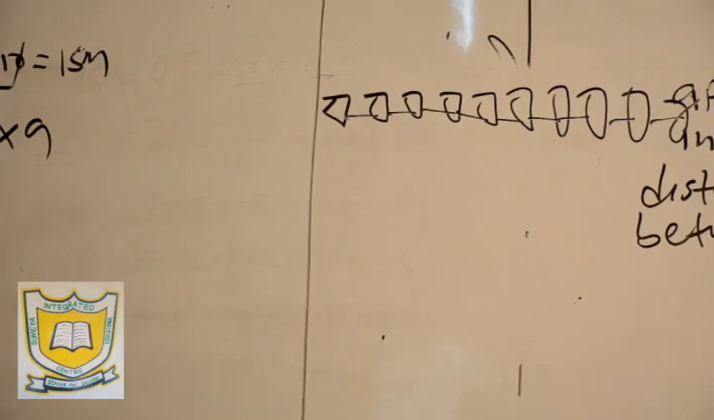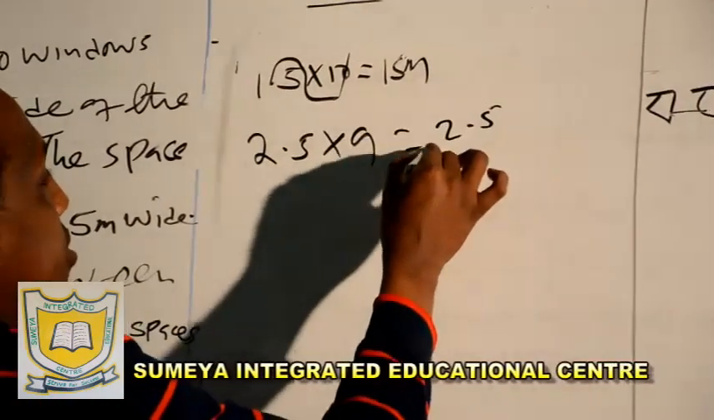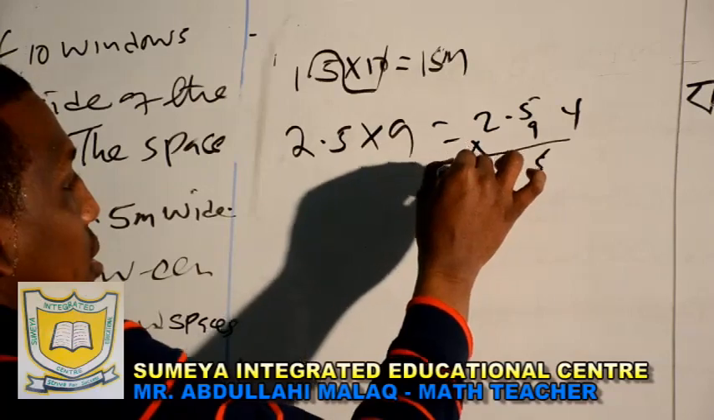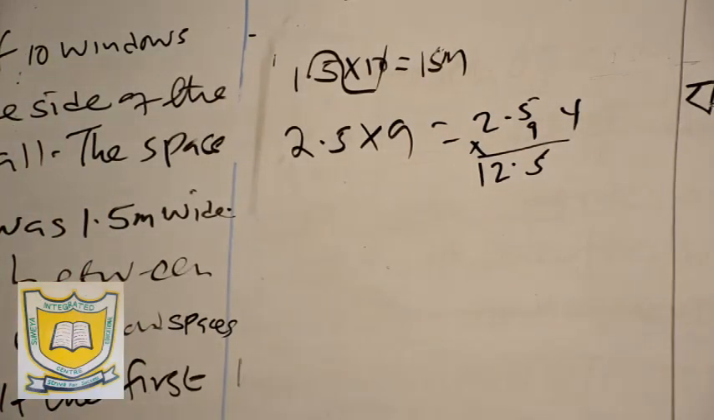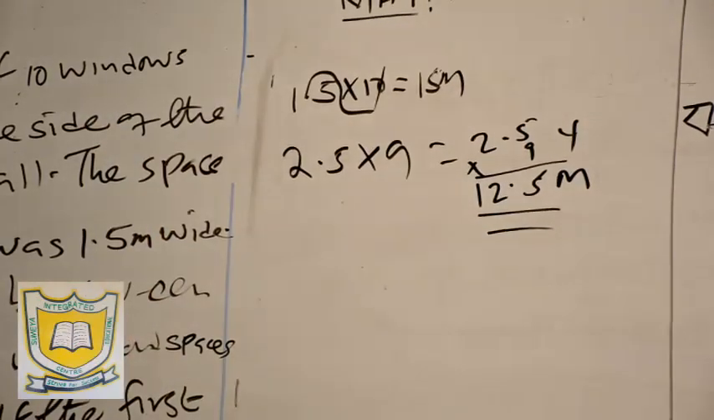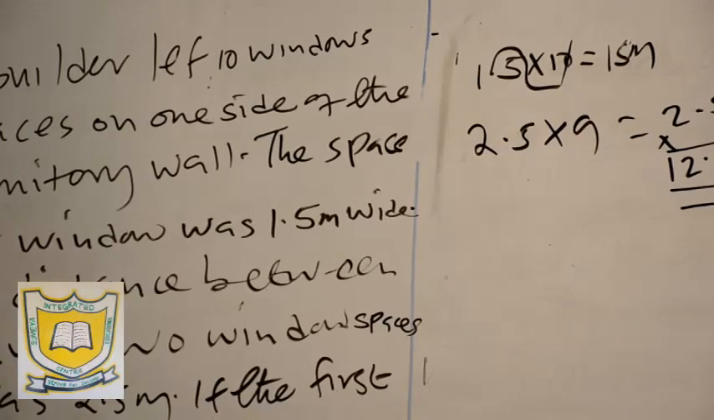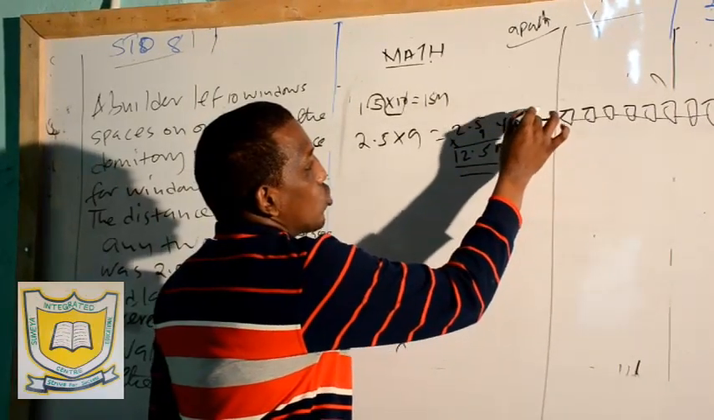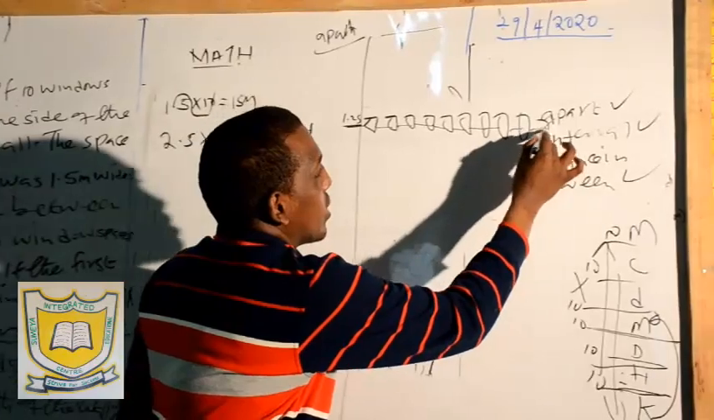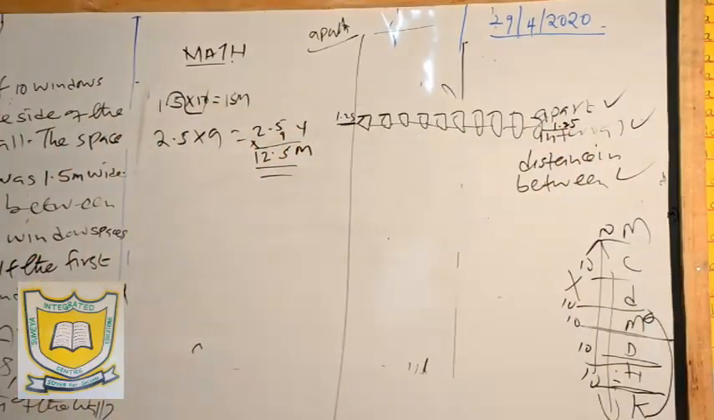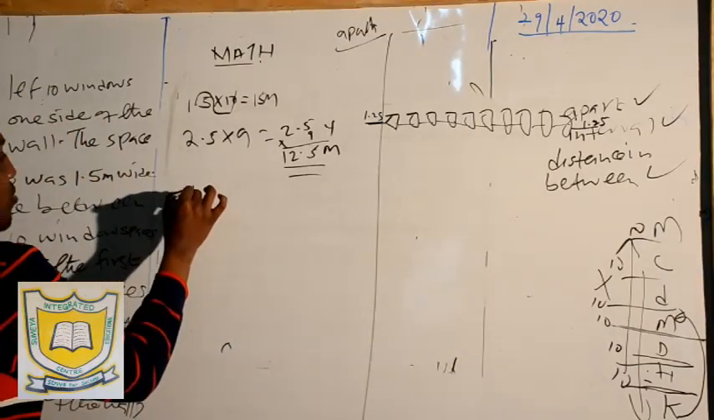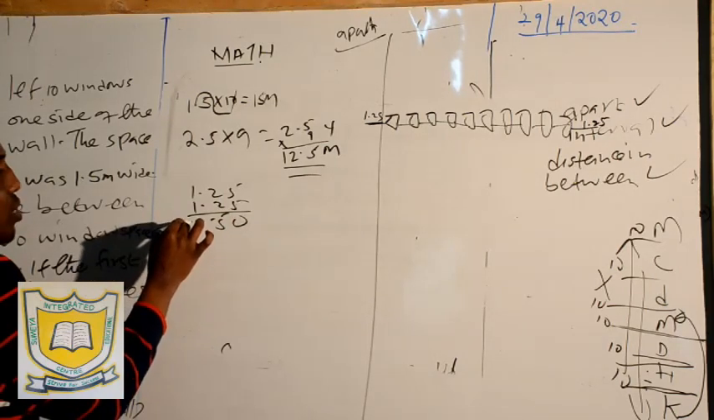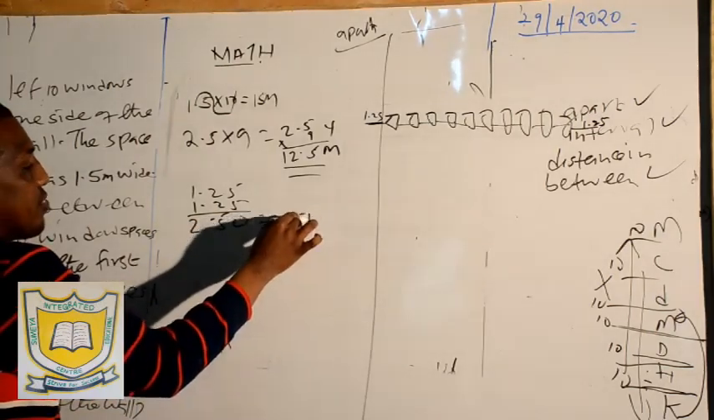So let us multiply now. 2.5 times 9 is 22.5 meters. Then they said the first and the last window spaces are 1.25 meters from the wall. So the space from the wall to the first window is 1.25, and the last one also has a space of 1.25. So we add the two: 1.25 plus 1.25, which is 2.5 meters.